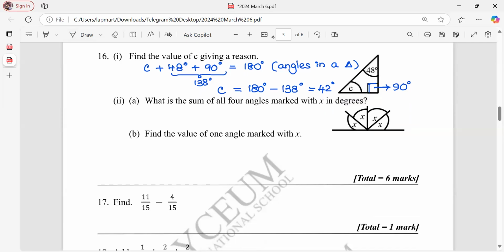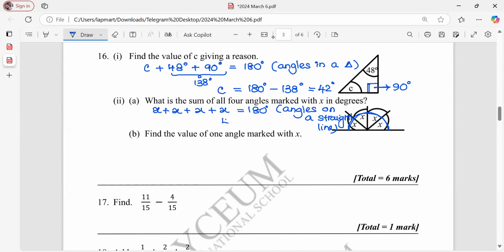What is the sum of all 4 angles marked with X? Now here you can see, this is something, angles on a straight line, okay? So then when I add them together, x plus x plus x plus x is equal to 180. What is the reason? Angles on a straight line.